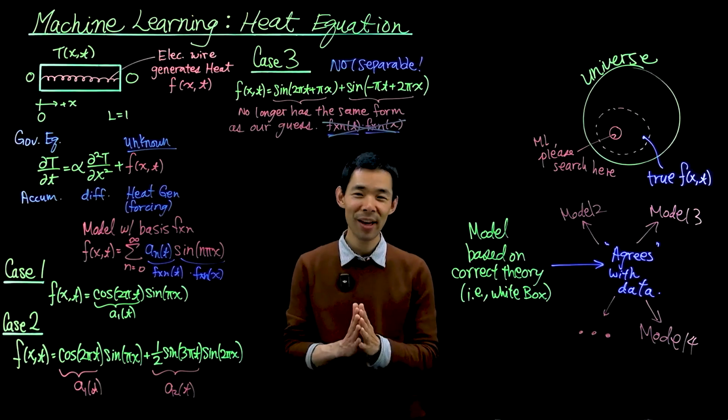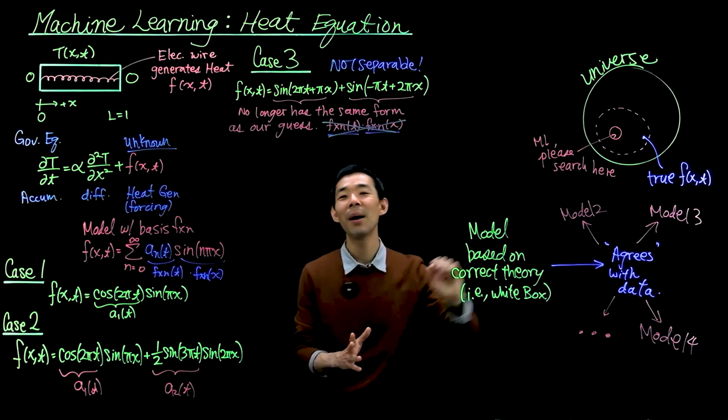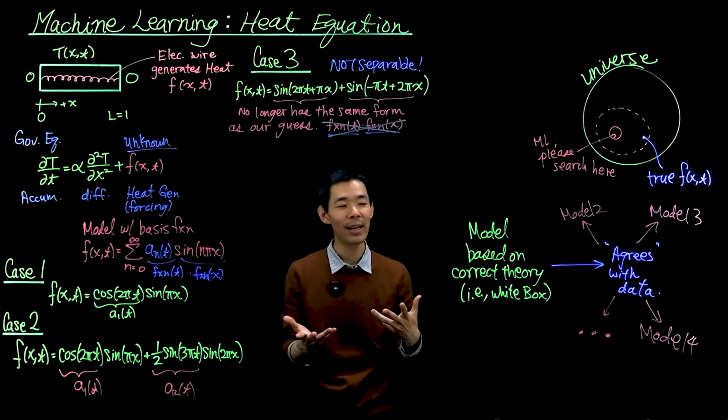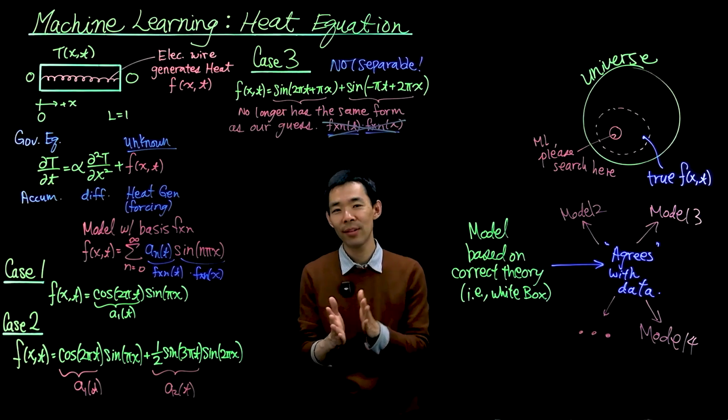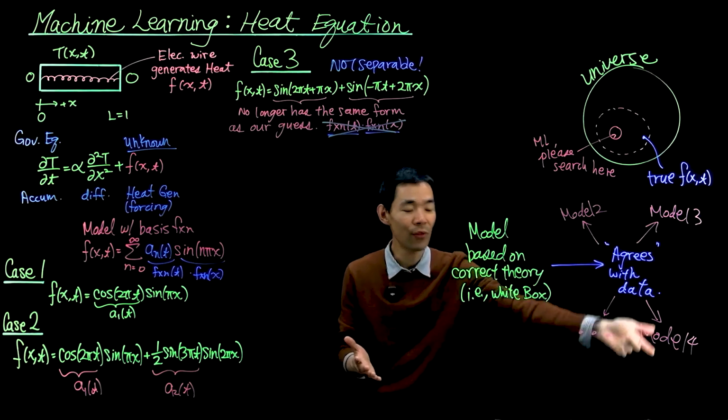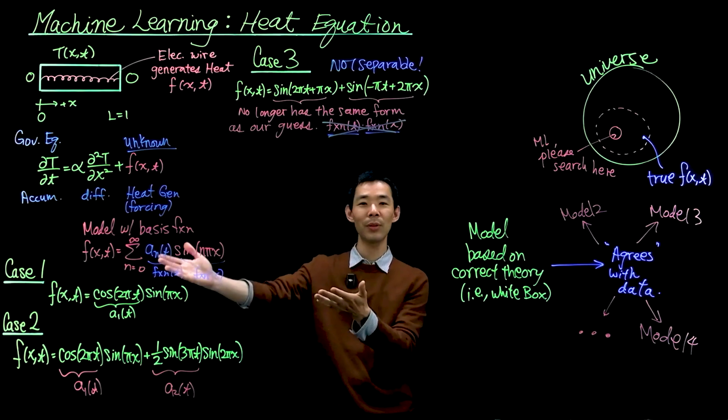So I just want you to be really careful that just because a model agrees with some data, it doesn't mean it's the correct theory, because it could actually have come from a lot of different models, which is what you saw in this example.